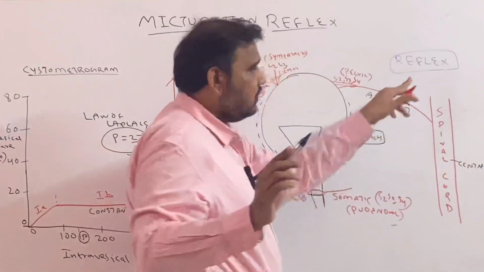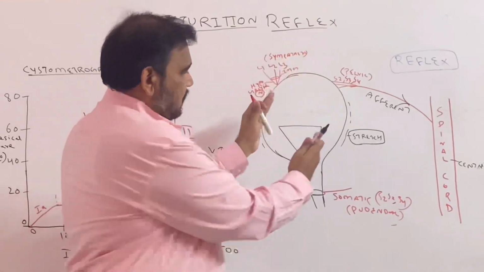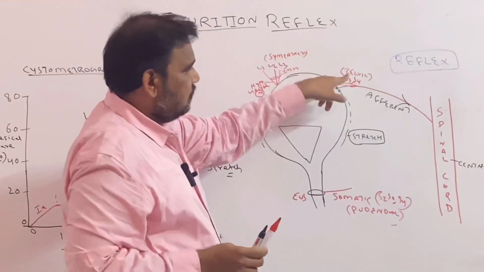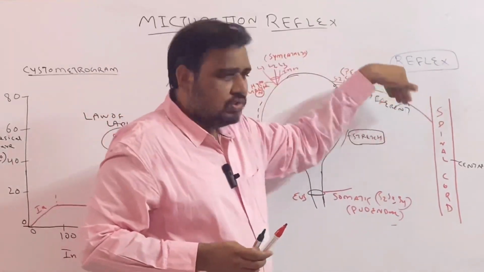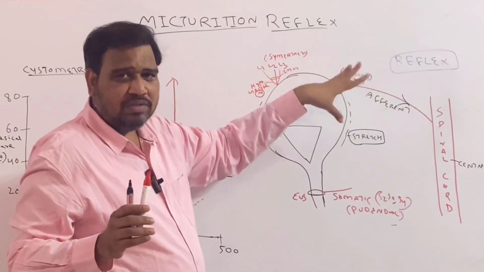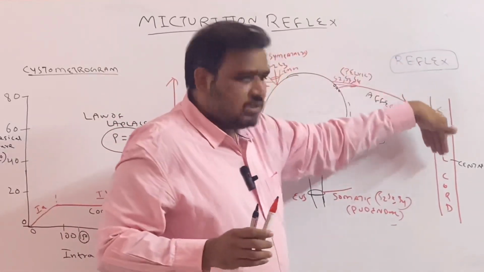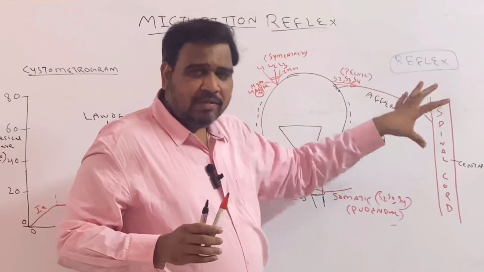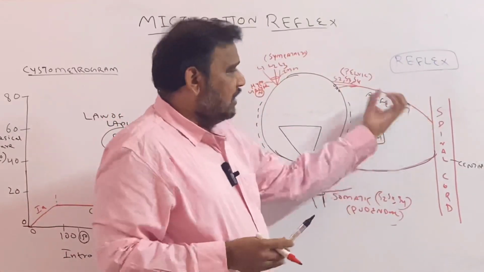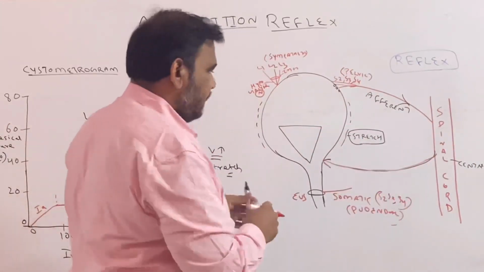So now I am explaining the micturition reflex. As the bladder is getting filled, there is stretch, and this stretch stimulates the pelvic nerve. The afferent nerve going to the spinal cord is mainly the pelvic nerve, sacral S2, S3, S4. Once the spinal cord receives the afferent in the form of the pelvic nerve, it integrates and then sends the efferent.